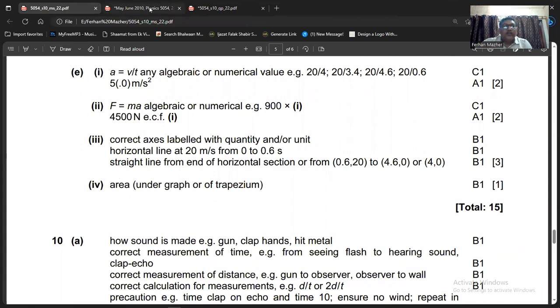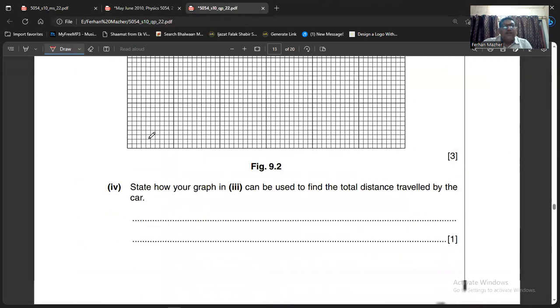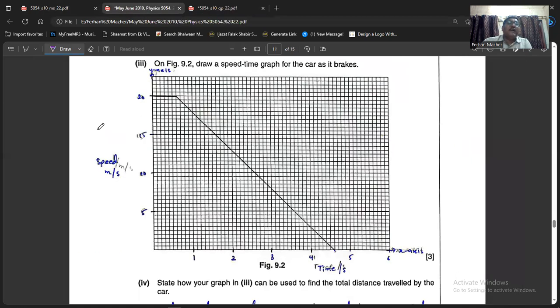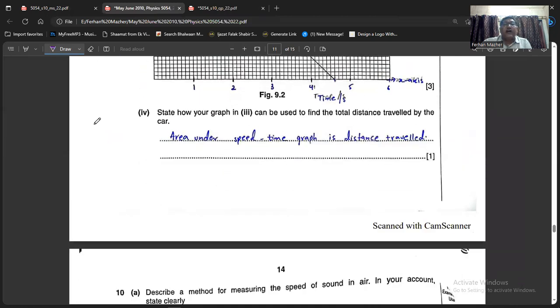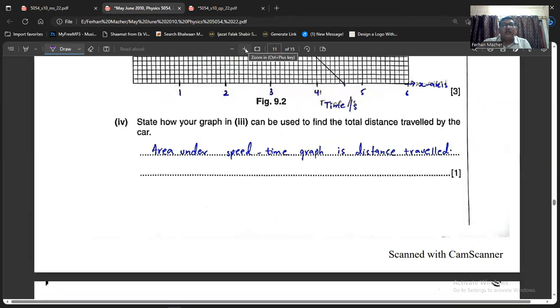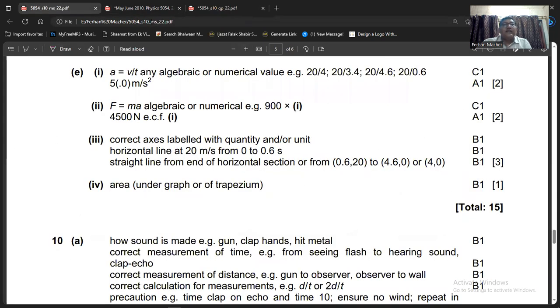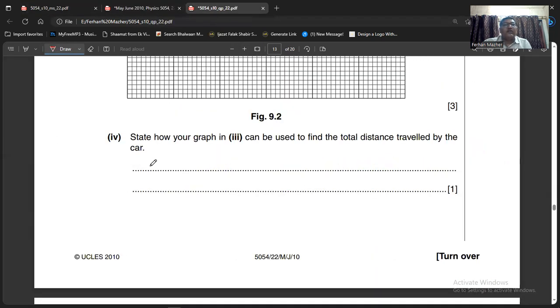Okay, so that's right. Then we have: state how your graph in the third part can be used to find the total distance traveled by the car. The total distance traveled by the car is the area under the speed-time graph. Area under the speed-time graph is the distance traveled. So this is how you do question number 9.